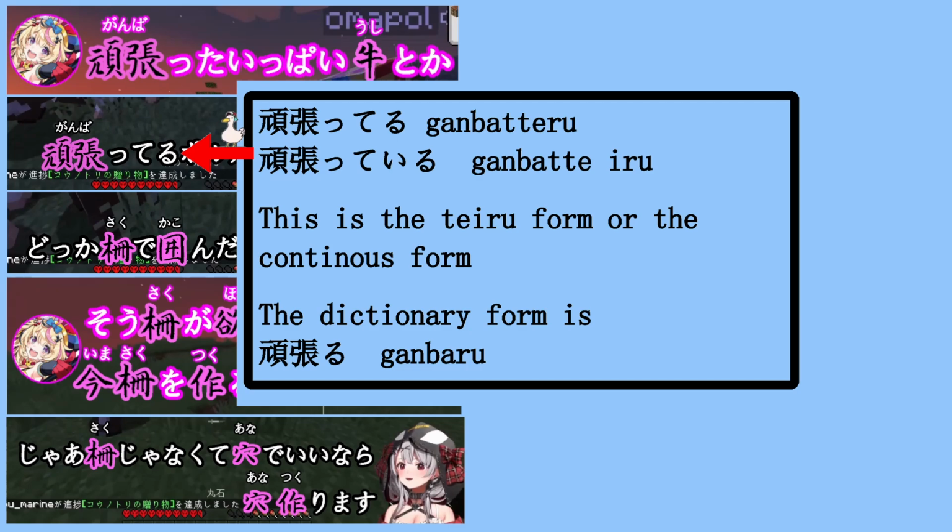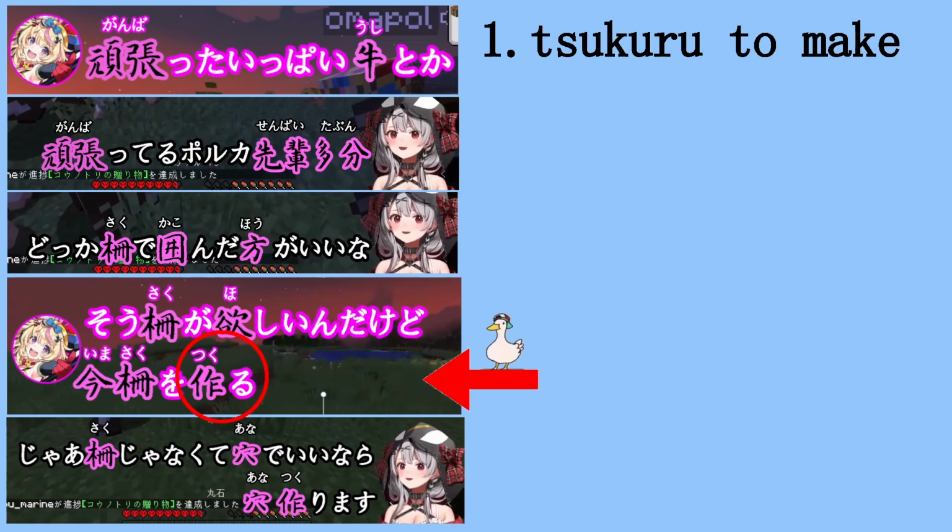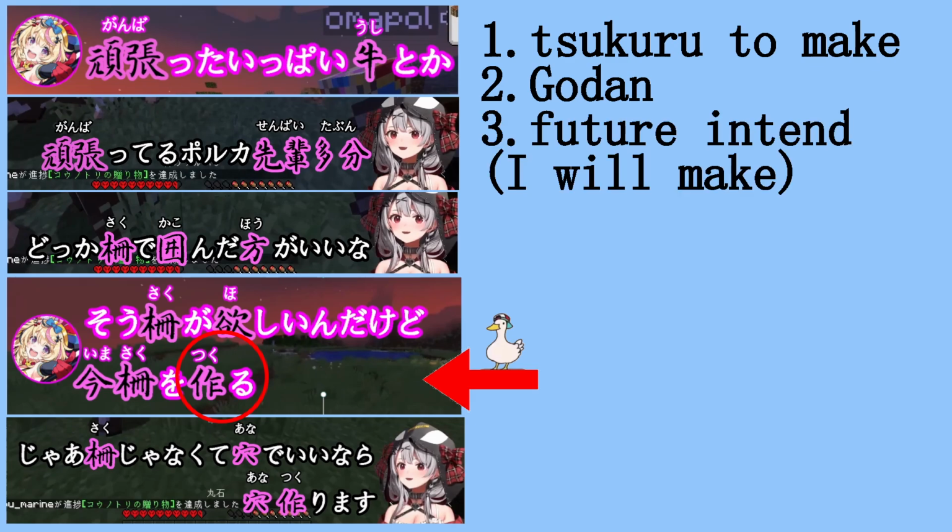The dictionary form of ganbatteru is ganbaru, and it is a Godan verb because the vowel before ru is an a. The verb we are looking for is tsukuru. We had this one right before, and it's still a Godan verb because of the vowel u before the ru. Polka says here that she wants a fence for her animals, so she wants to make one now. Intend to do something and use the dictionary form.